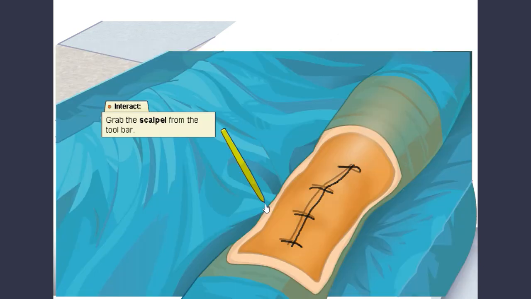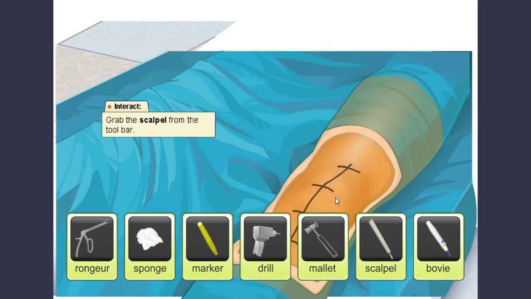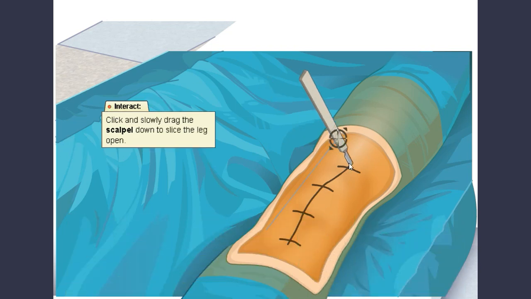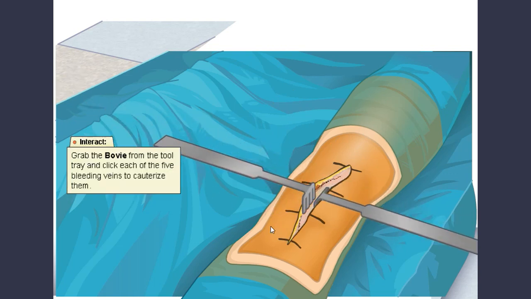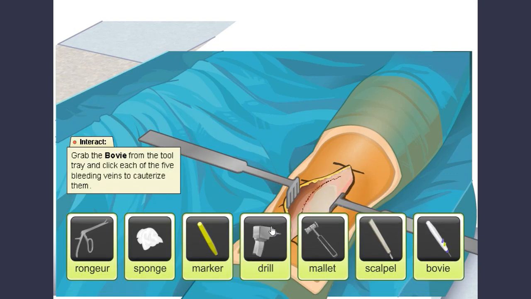Outstanding. Now for the incision. Take the scalpel and cut the skin following your markings. Let's use the Bovie pencil to cauterize the veins. This will help decrease blood flow into the surgical field.